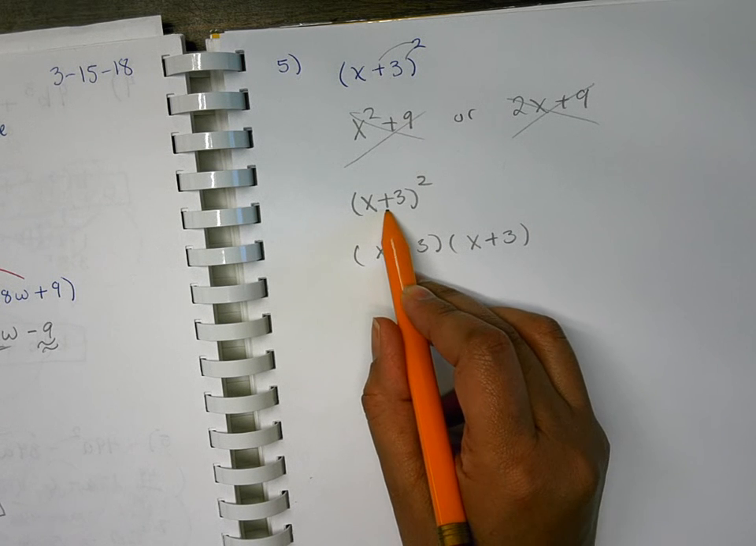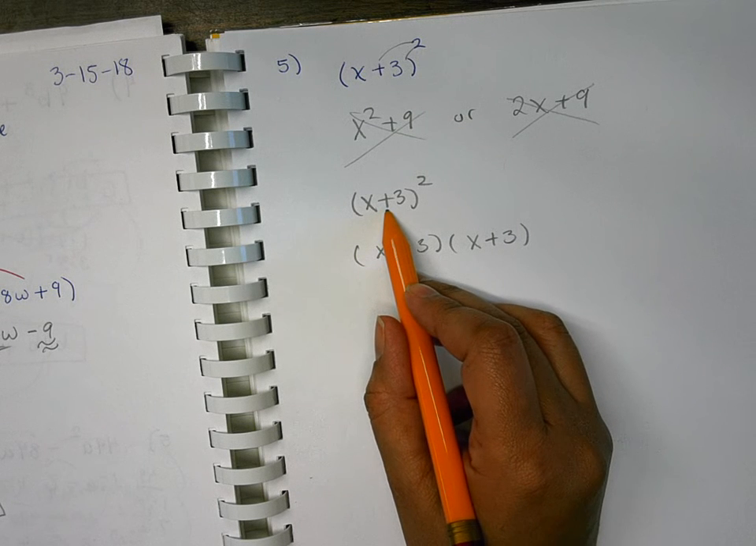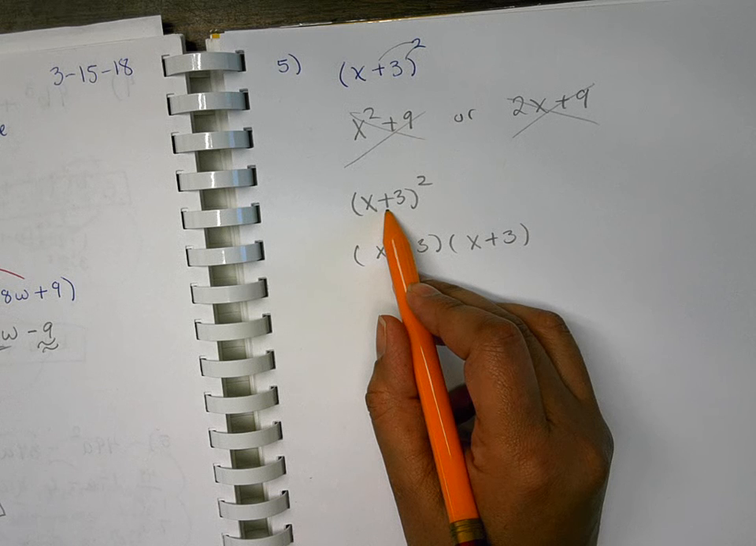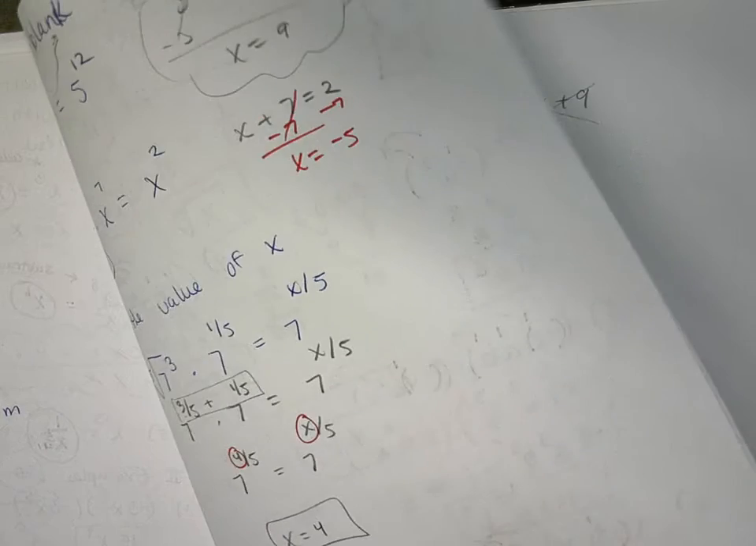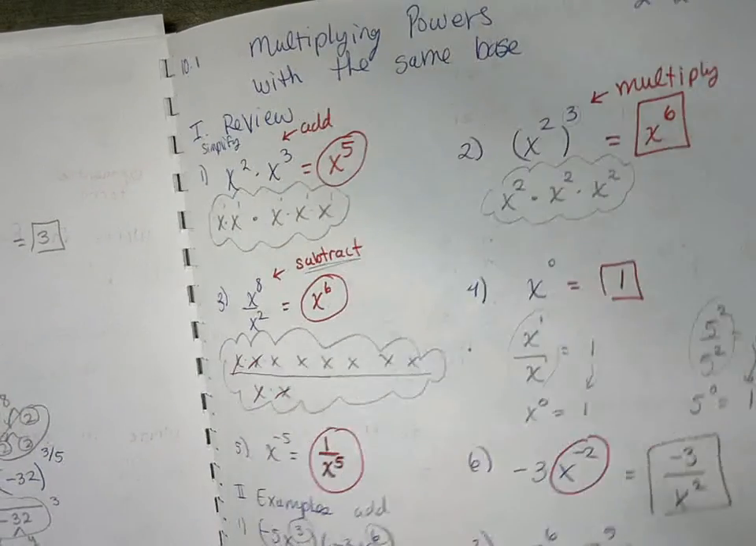Addition or subtraction. If it's anything bigger than a monomial, you cannot distribute the exponents. Can you distribute? What are the ones where you can distribute? When it's a monomial inside, meaning there's no plus or minus sign. So let me show you what I'm talking about.